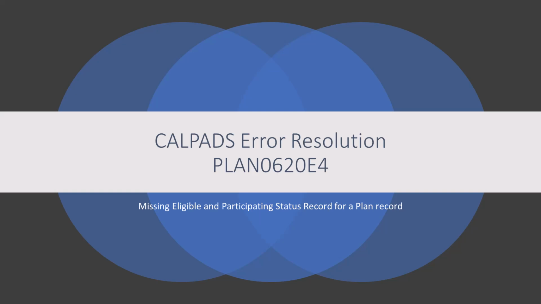CALPADS error resolution. PLAN0620E4. Missing eligible and participating status record for a plan record.